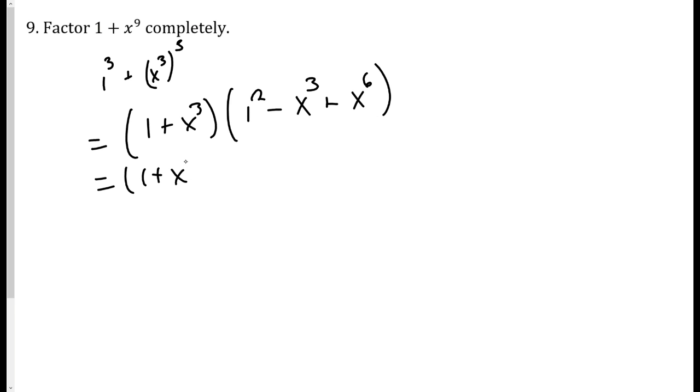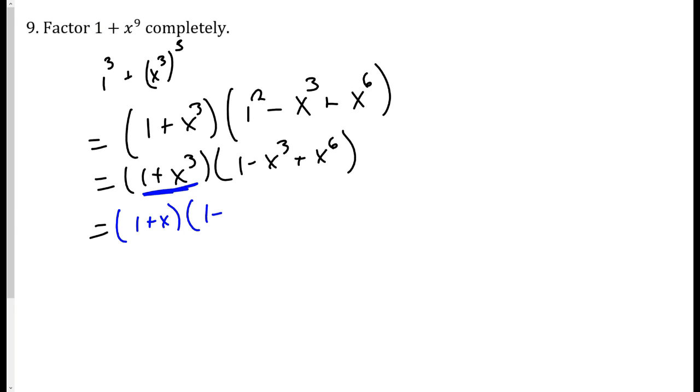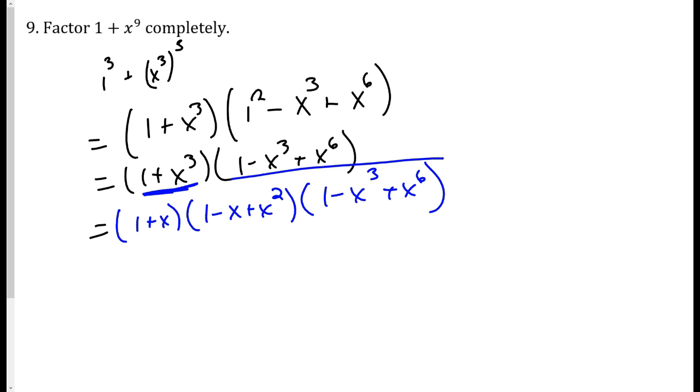So we get 1 plus x cubed times 1 minus x cubed plus x to the 6th. Looking at this again, I have the sum of perfect cubes again. So I can factor that as 1 plus x, 1 minus x plus x squared. That's just applying the sum of perfect cubes formula to 1 plus x cubed times 1 minus x cubed plus x to the 6th. So factored completely, that's how I would factor 1 plus x to the 9th.